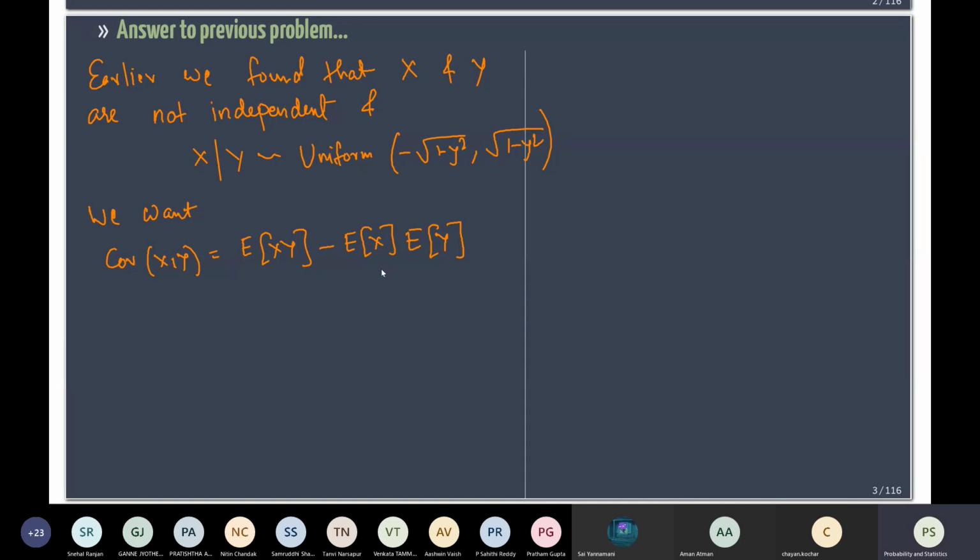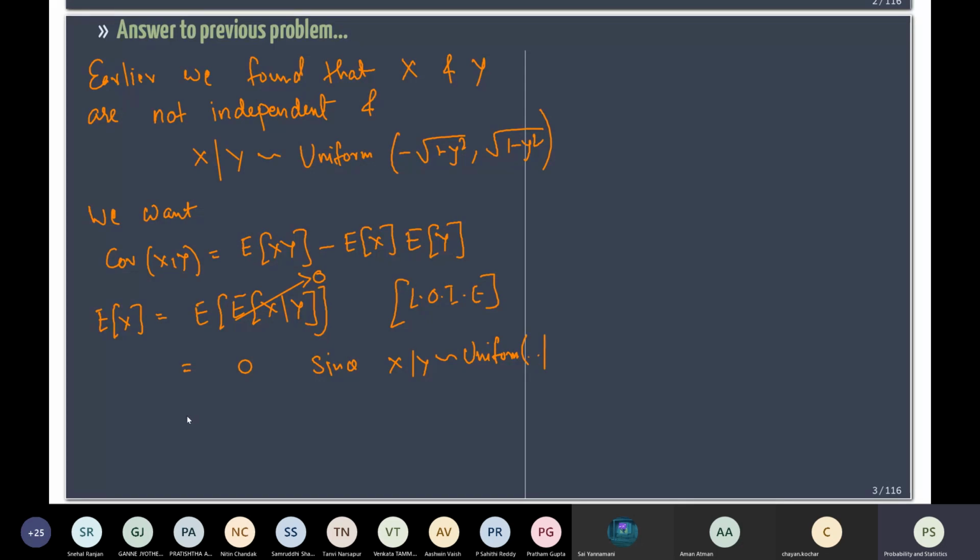Now to compute the expectation of x, I am going to use the conditional and apply the law of iterated expectation. So the expectation of x is the expectation of x given y, using LOIE. Since x given y is uniform, the expectation of x given y will be 0. And so the expectation of 0 is 0.